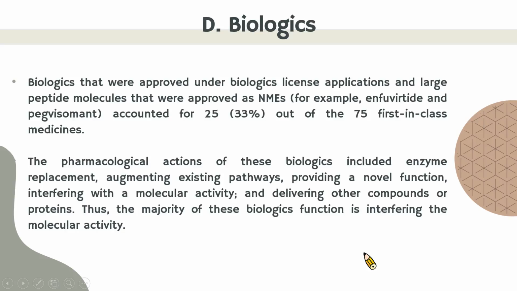For the biologics that were approved under biologics license application and large peptide molecules that were approved as NMEs, they accounted for 25 out of 75 first-in-class medicines. The pharmacological action of these biologics included enzyme replacement, augmenting existing pathway, providing a novel function, interfering with molecular activity, and delivering other compounds or proteins. Thus, the majority of these biologics function by interfering with molecular activity.